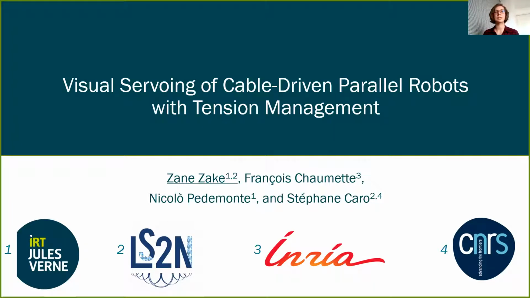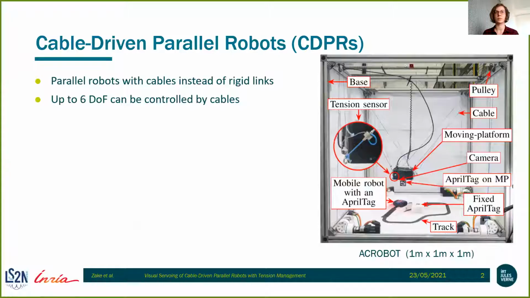Hi, my name is Zanzat, and I would like to present to you our paper about visual servoing of cable-driven parallel robots with tension management. So, cable-driven parallel robots, or CDPRs, are parallel robots with cables instead of rigid links, and up to 6 degrees of freedom can be controlled by cables.